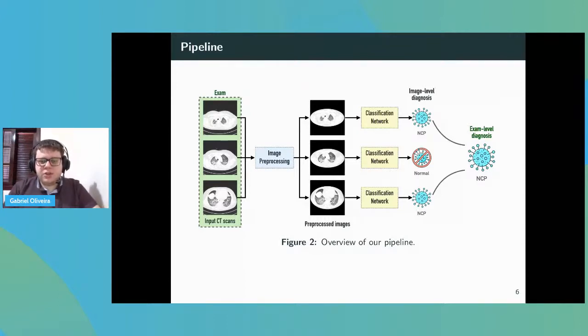And here we consider two levels of diagnosis. The first one is the image level diagnosis. That is, we can make the prediction considering only one slice of one patient. And with that, we can also make the exam level diagnosis, considering all the slices of the same patient to make the final prediction of the exam. And in both of them, we make the classification considering three classes: normal, common pneumonia, and COVID-19.